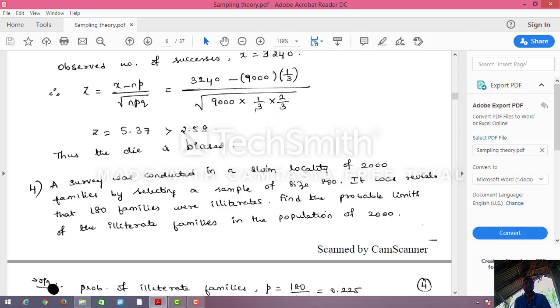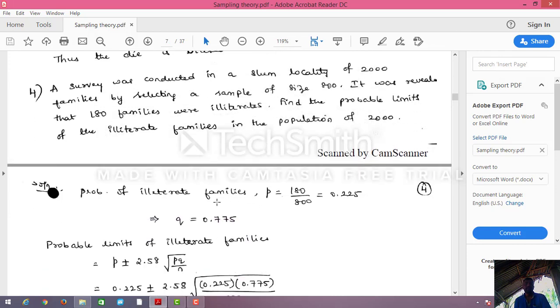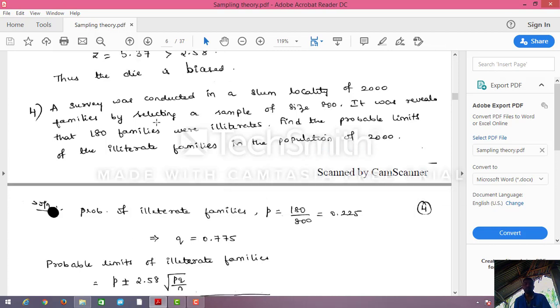A survey was conducted in a slum locality of 2,000 families. By selecting a sample size of 800, it revealed that 180 families were illiterate. Find the probable limits of the illiterate families in the population of 2000. See, already I told what the formula for probable limits is. In this one, you have to find P. How do you find P? The probability of illiterate families is 180 families out of 800 families. That means 180 divided by 800. So you will get P is nothing but 0.225.